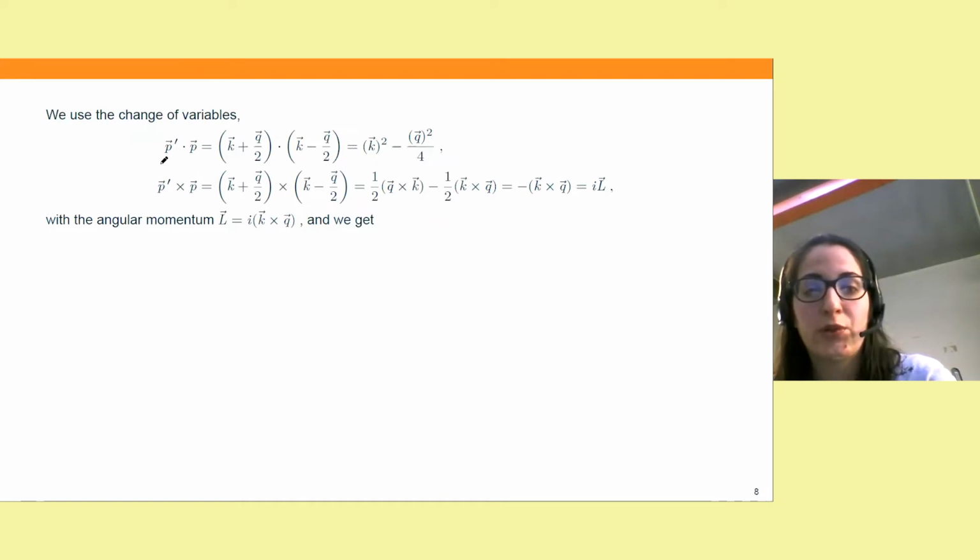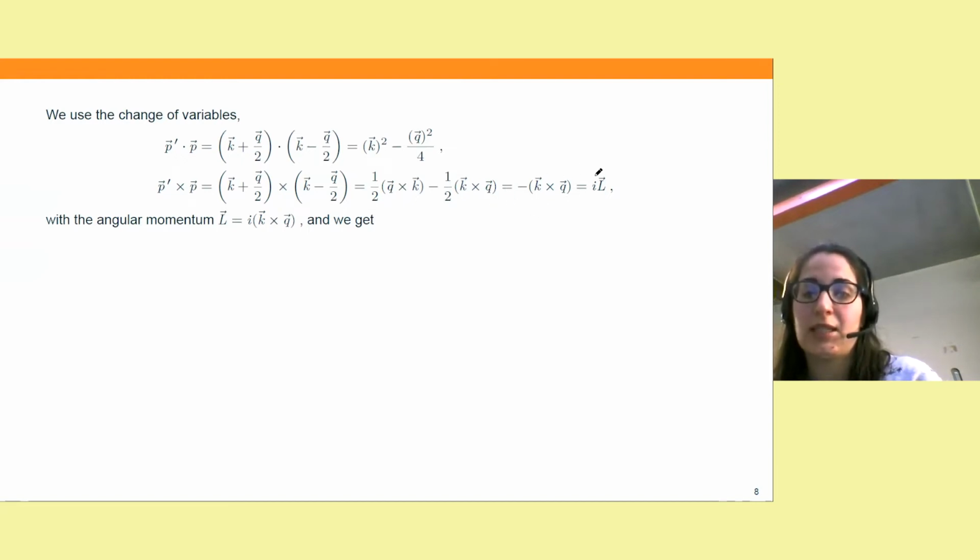So the scalar product of P prime and P is the scalar product of (K plus Q)/2 times (K minus Q)/2. So we have that this is (K squared minus Q squared)/4. And for the vector product also, we introduce this change of variables here. So in the end, what do we get? We get 1/2 of the vector product of Q times K minus 1/2 of the vector product K times Q. So we apply the properties, so we can write it just like this, okay?